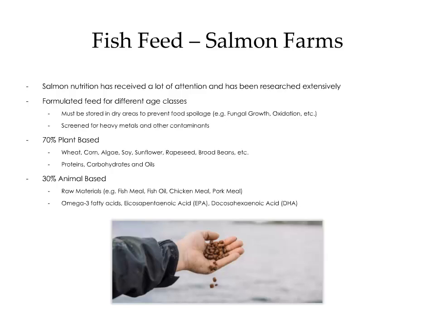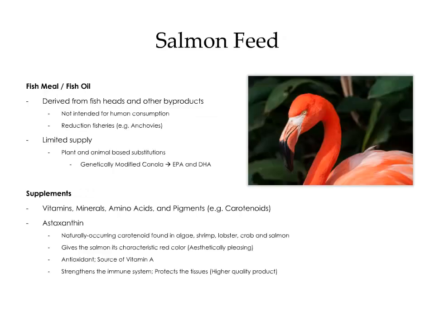Modern salmon feeds are 70% plant-based, made from wheat, corn, algae, soy, sunflower, rapeseed, and broad beans, among other things. This plant material is an excellent source of proteins, carbohydrates, and oils. 30% of the feed is animal-based. This can include raw materials like fish meal, fish oil, chicken meal, and pork meal. Additional supplements include omega-3 fatty acids, eicosapentaenoic acid, and docosahexaenoic acid. These fatty acids are very important for fish and human health.